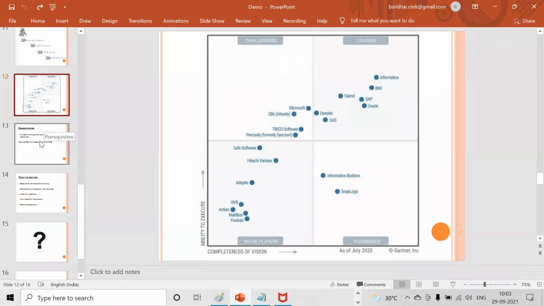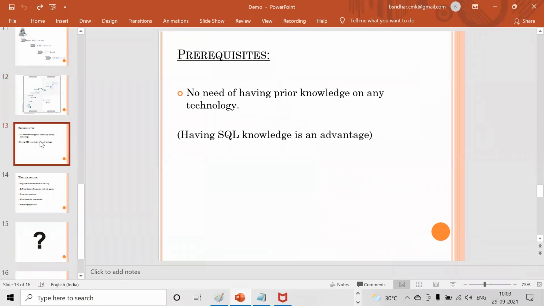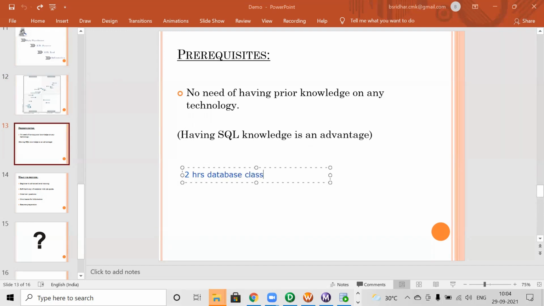Okay. Next, prerequisites. One of our friends, I think Swati, asked this question: any prerequisites? I will say no prerequisites are required because Informatica is new to everyone. But it is better if you have some database knowledge, because we are always dealing with databases, right? Even if you don't have database knowledge, don't worry. As part of the course, I will conduct 2 hours of database class, which will give you decent knowledge to understand your Informatica tool.